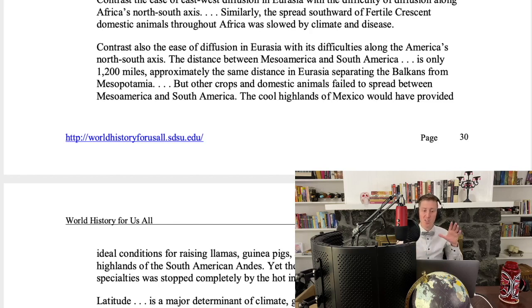Now that's approximately the same distance in Eurasia separating the Balkans, which is Greece, from Mesopotamia. So because they're on an east-west axis, the Fertile Crescent spreading to Greece was actually pretty quick. That same distance, South America to Mexico, because it's on a north-south axis, actually was very, very slow, if any.